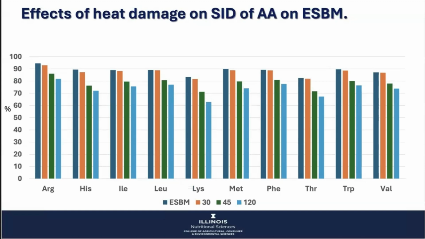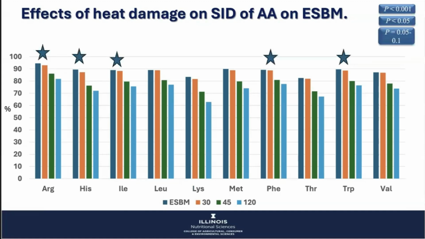For the standardized ileal digestibility of all amino acids, all the amino acids have a linear reduction with a probability lower than 0.01. The amino acids with the stars have a quadratic reduction with a probability lower than 0.05, and the rest of the amino acids tend to be reduced with a probability between 0.05 and 0.1 due to the increased time in the autoclave.